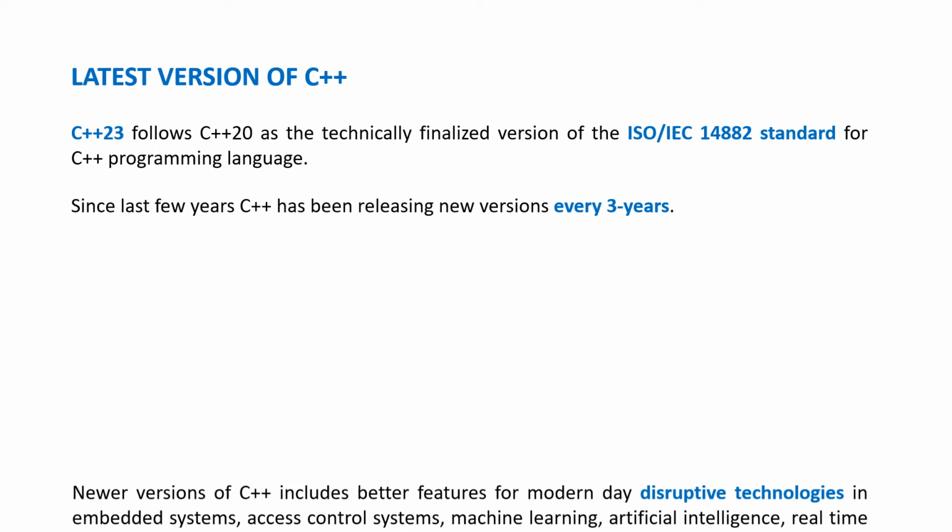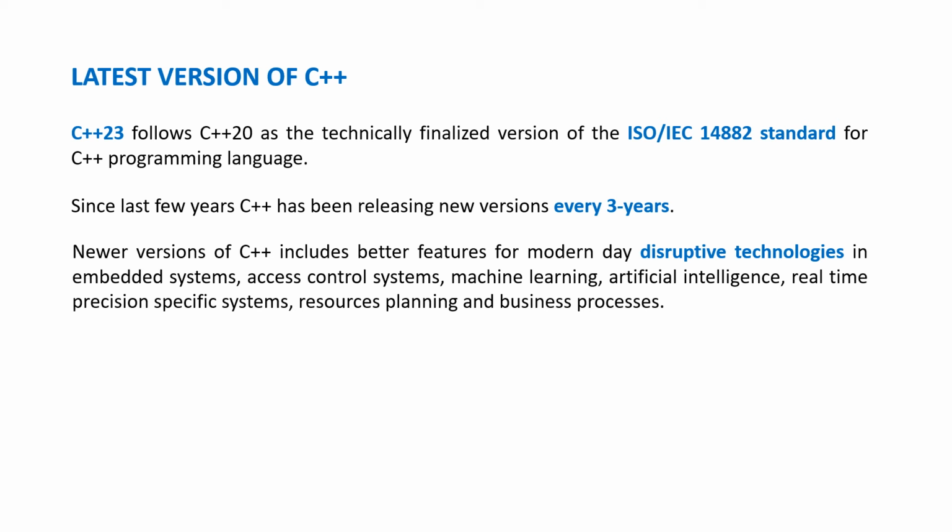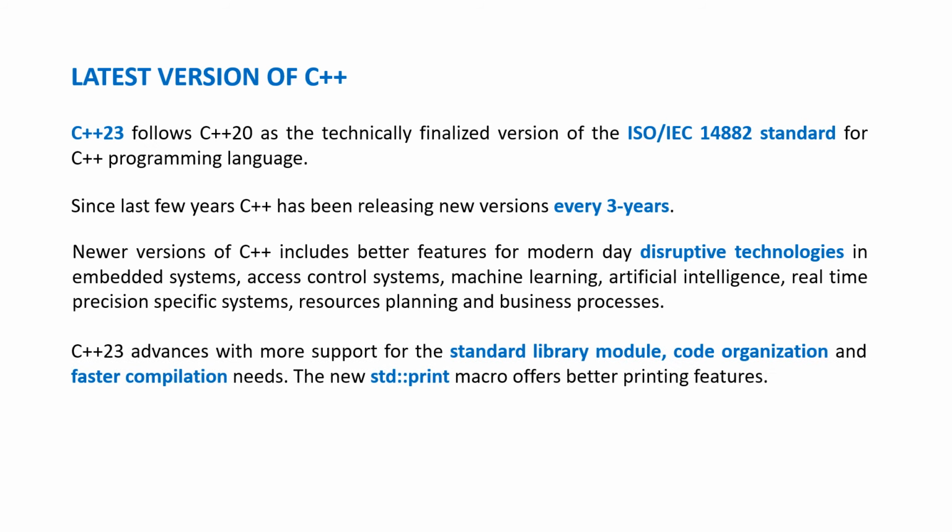Newer versions of C++ include better features for modern-day disruptive technologies in embedded systems, access control systems, machine learning, artificial intelligence, real-time precision-specific systems, resources planning, and business processes. C++ 23 advances with more support for the standard library module, code organization, and faster compilation needs. The new std print macro offers better printing features. C++ 23 compiles 10 times faster than the old version.